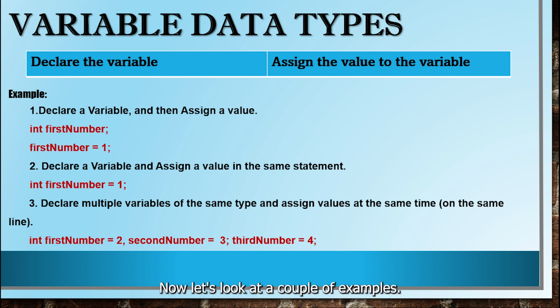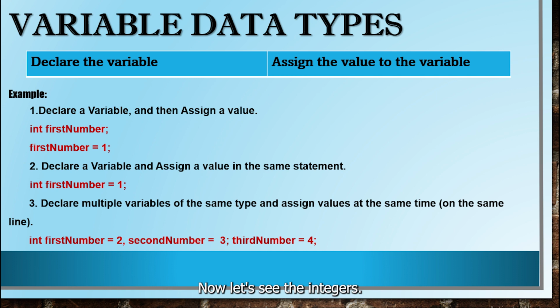Now let's look at a couple of examples. An example of the different ways a value can be assigned to a variable is outlined below. Number 1, declare a variable, and then assign a value. Here's example number 2: declare a variable and assign a value in the same statement. Here's the last example: declare multiple variables of the same type and assign values at the same time, on the same line.